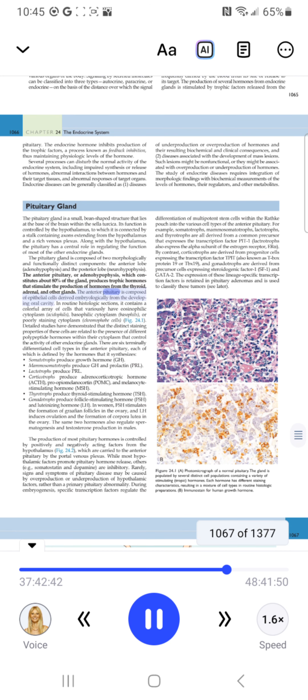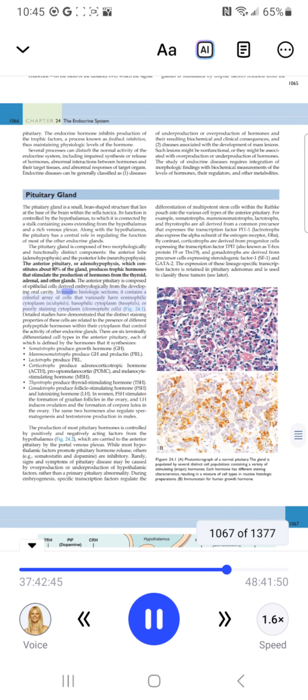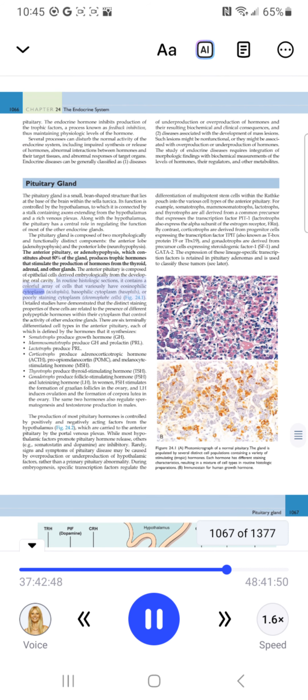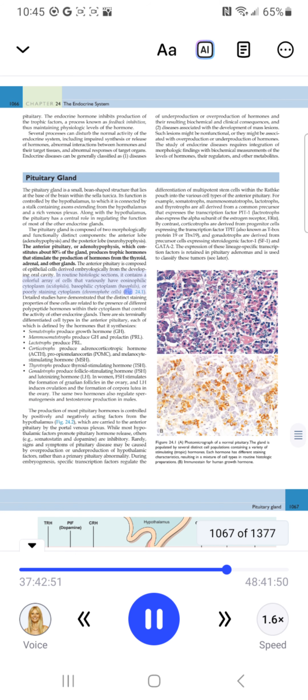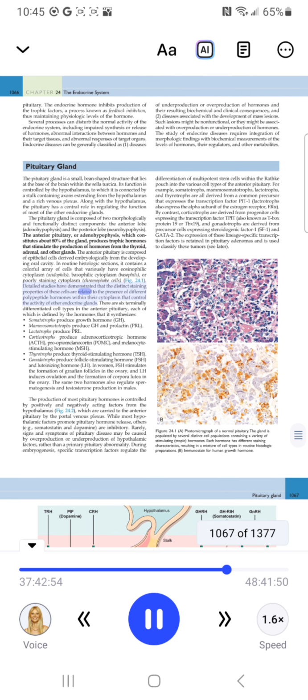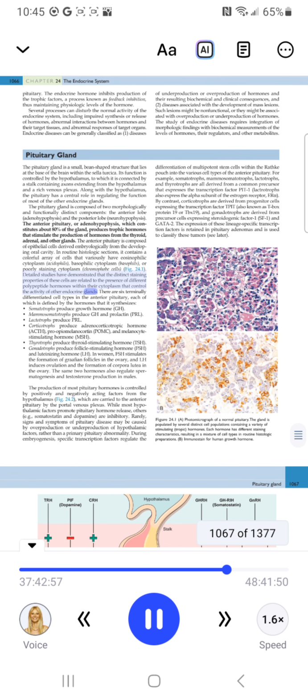The anterior pituitary is composed of epithelial cells derived embryologically from the developing oral cavity. In routine histologic sections, it contains a colorful array of cells that variously have eosinophilic cytoplasm, acidophils, basophilic cytoplasm, basophils, or poorly staining cytoplasm, chromophobe cells. Detailed studies have demonstrated that the distinct staining properties of these cells are related to the presence of different polypeptide hormones within their cytoplasm that control the activity of other endocrine glands.